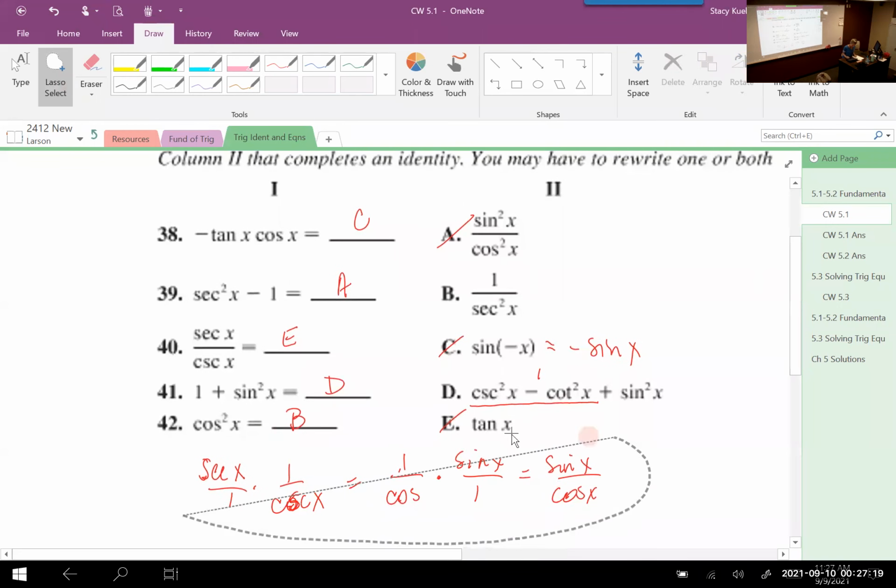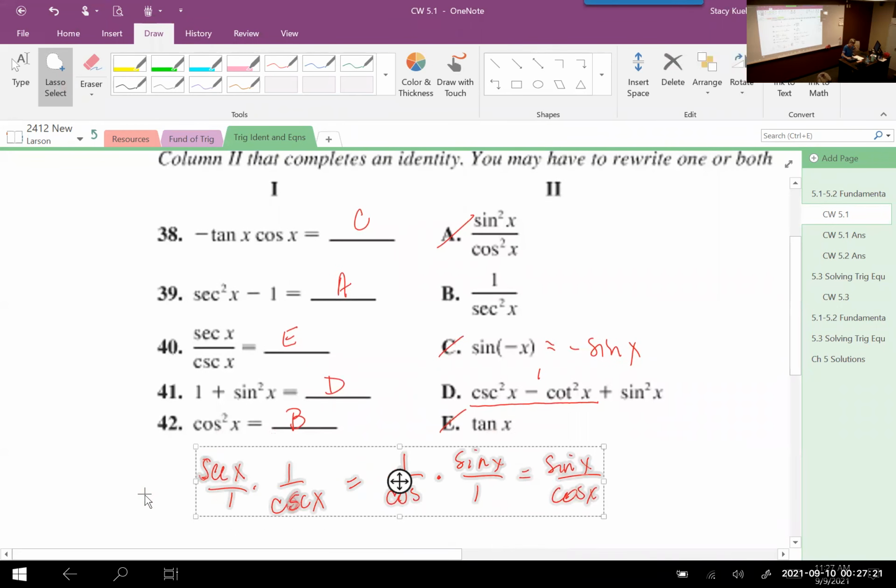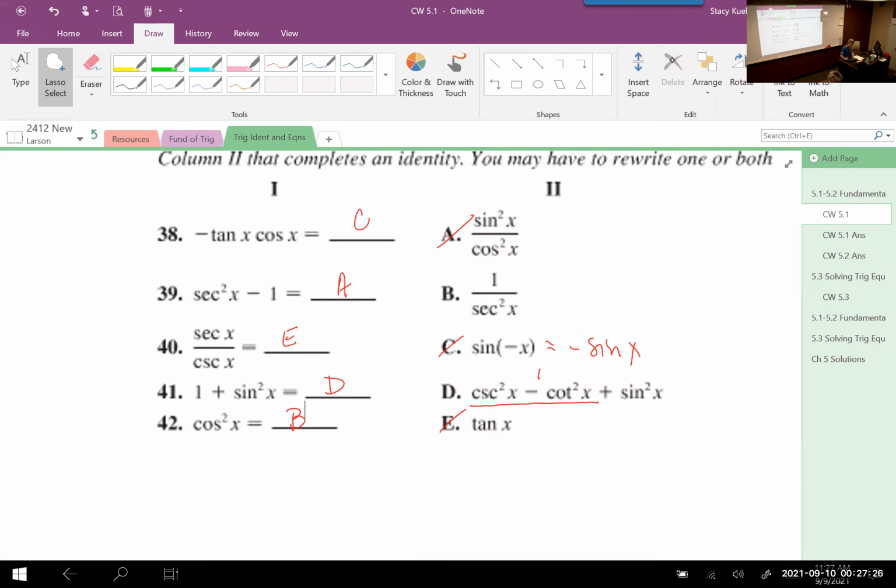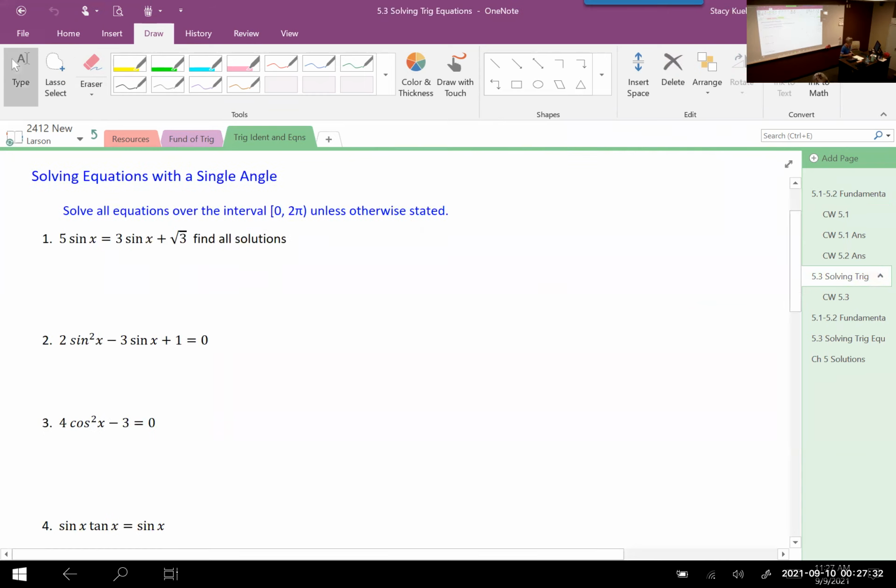All right, so practicing with those puzzles, brain teasers. You all like brain teasers. We'll come back and practice some more identities. Right now, what I want to get our lesson covered in is solving our trig equations.